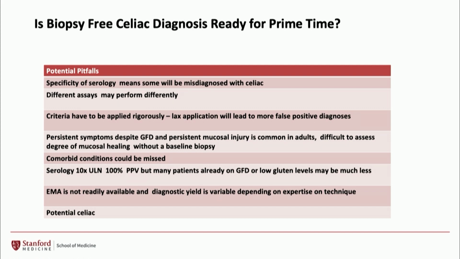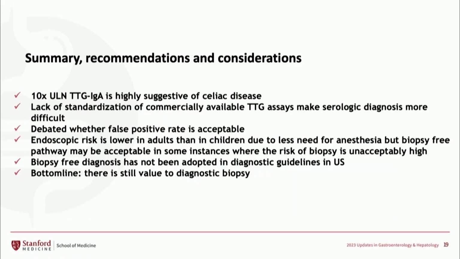Anti-endometrial antibody is not readily available, and diagnostic yield is variable depending on expertise, so we may have to rely on just one serology. And finally, there's the population of potential celiacs who have positive serology but don't have mucosal injury, and there's some controversy as to who needs to be on a gluten-free diet.